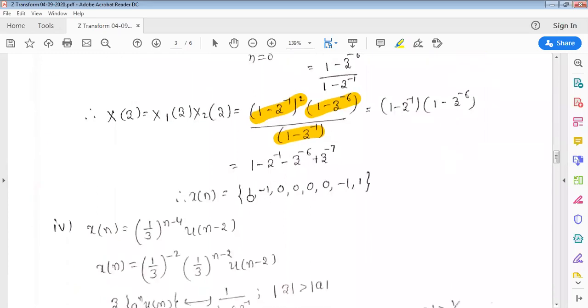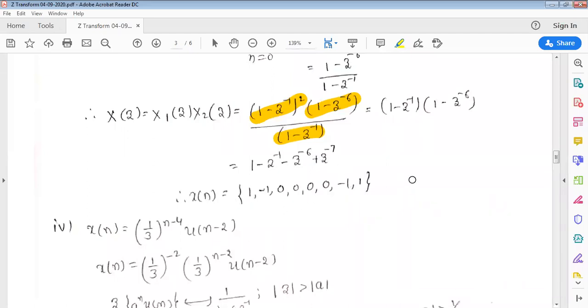So this is n equal to 0, n equal to 1. So remember, how do you write x of n? Write the coefficient of z terms. So z power 0 is 1. Z power minus 1 is minus 1. What is the coefficient of z power minus 2? Anybody? 0. Z power minus 3 is not there. Z power minus 4 is not there. Z power minus 5 is not there. Therefore, you should write 0. Okay. Z power minus 6 you have minus 1. Z power minus 7 you have plus 1.